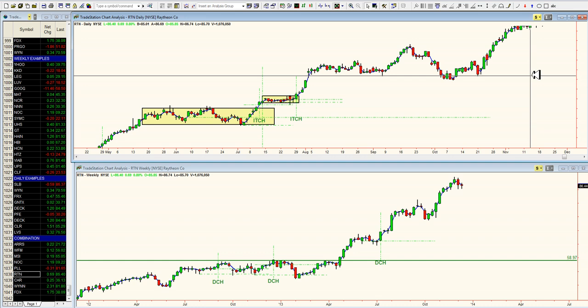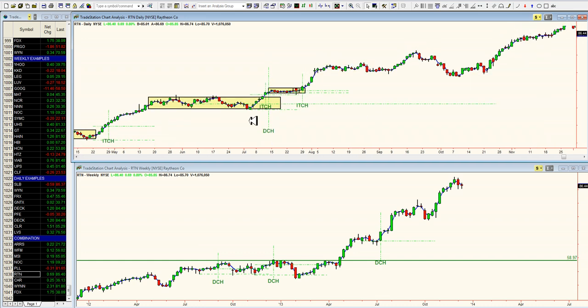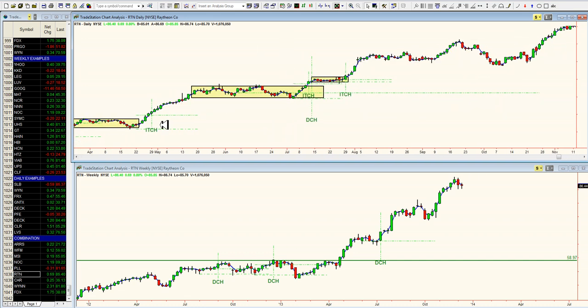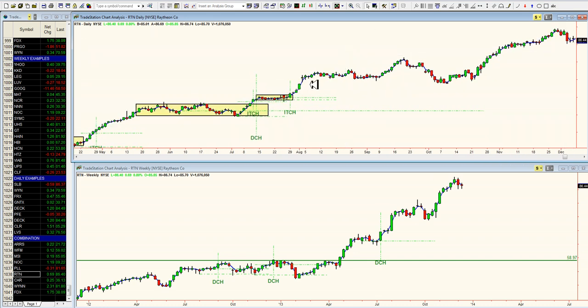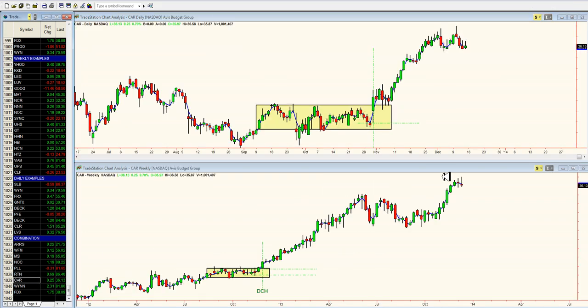RTN again had that DCH ITCH signal, broke out here, did it a couple of times after breaking out on this weekly chart back here at the early part of 2013, and then just broke out and continued to run higher for us here.